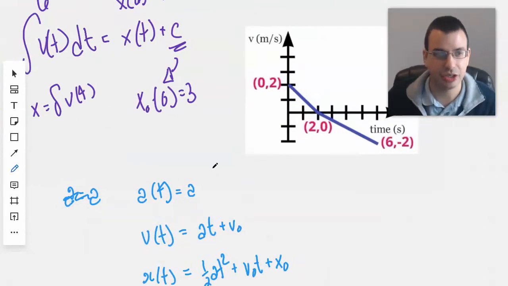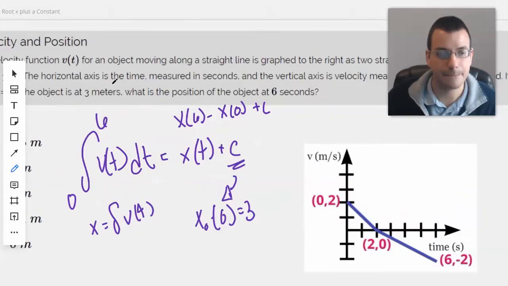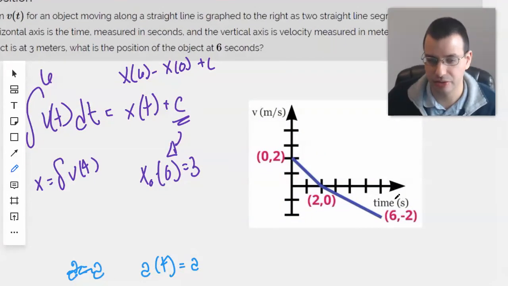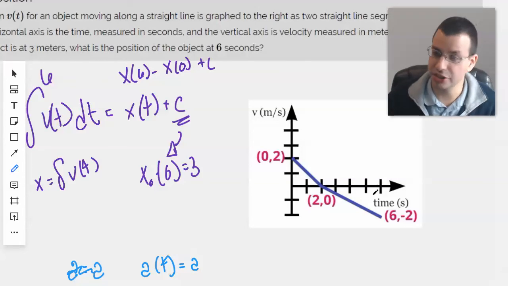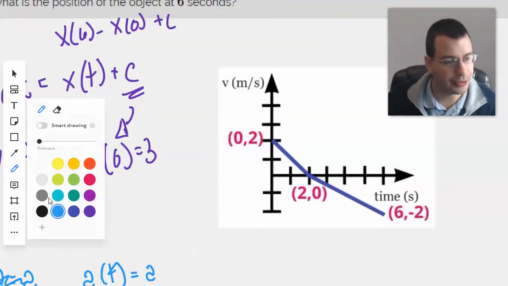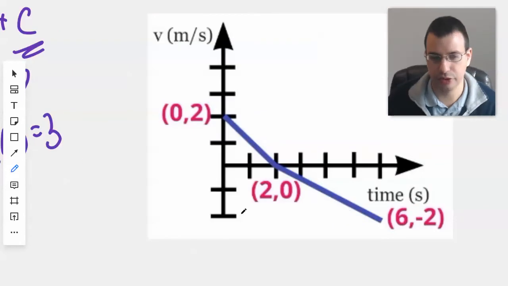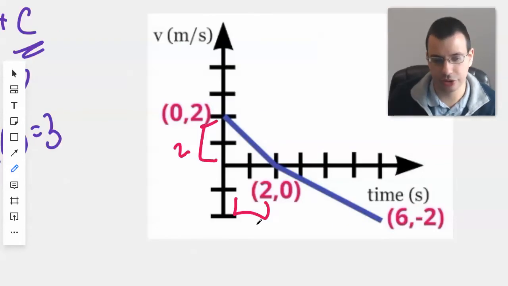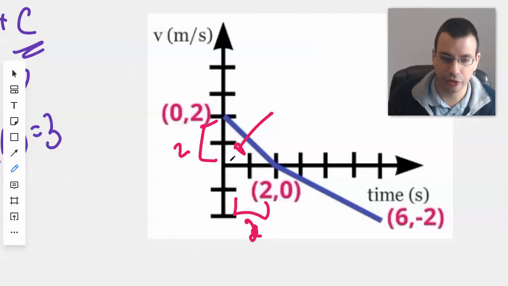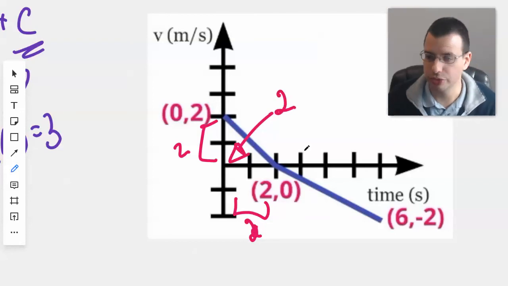We want position. What is the position at t equals 6 seconds? 2, 4, 6. So we want to find the integral from here to there, which is just the area under the curve. So without further ado, we have 2 here. We have 2 here. 2 times 2 is 4. 4 divided by 2 is 2.